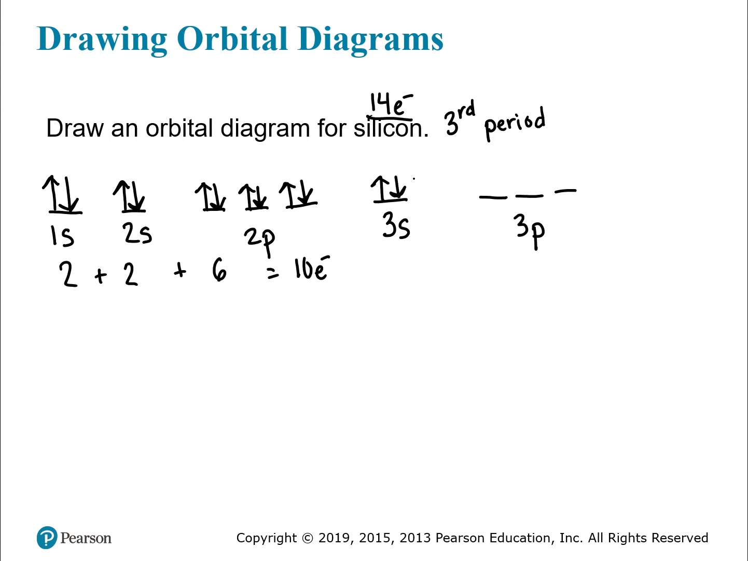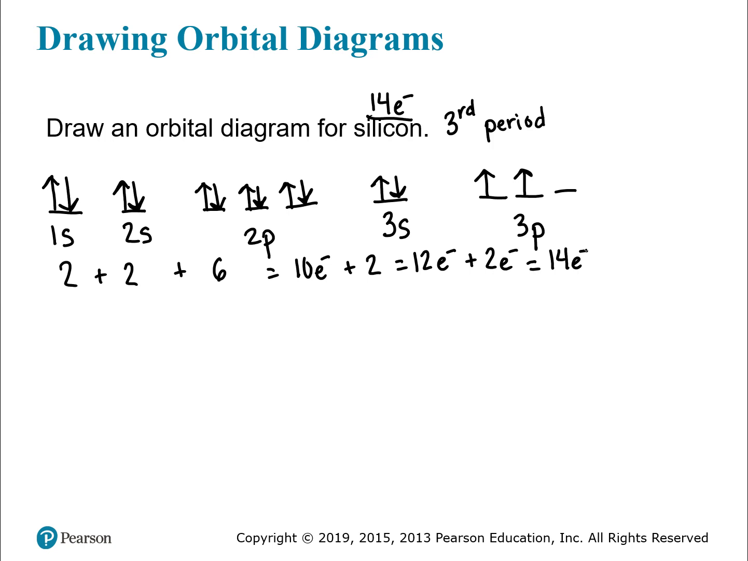We're going to fill the 3s, and that gives us 12 electrons. Then we're going to place the last 2 electrons in the 3p, and we're not going to pair them up because they don't want to be paired up unless they have to. And that gives us 14 electrons. Now, if you had a much bigger element that you needed to do this for, you would need a lot more orbitals.